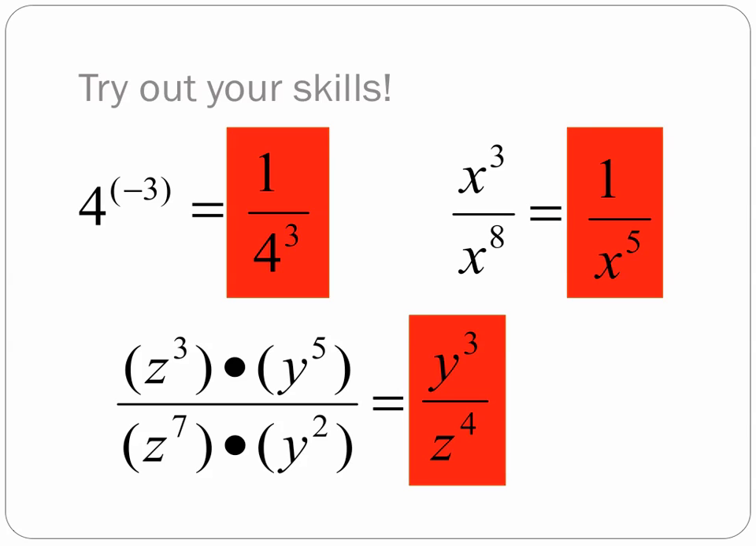y to the 5th is up on top over y to the 2nd. Right, so he's up on the top. He's being a little more positive. He gets to stay in the numerator. We can still use our quotient rule to figure out that y to the 5th over y to the 2nd power is y to the 5 minus 2, which is y cubed.